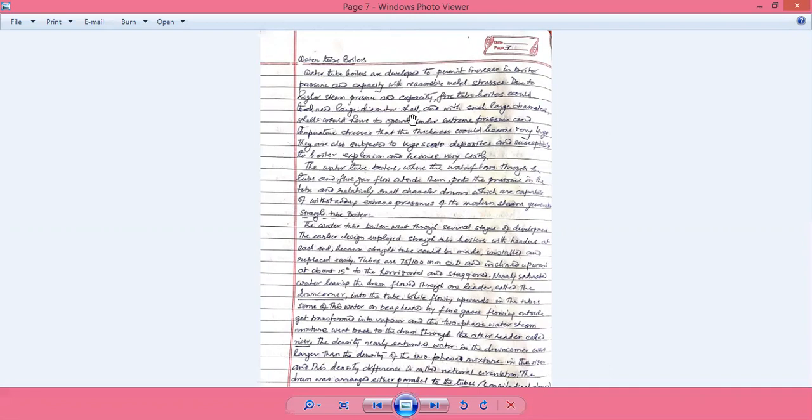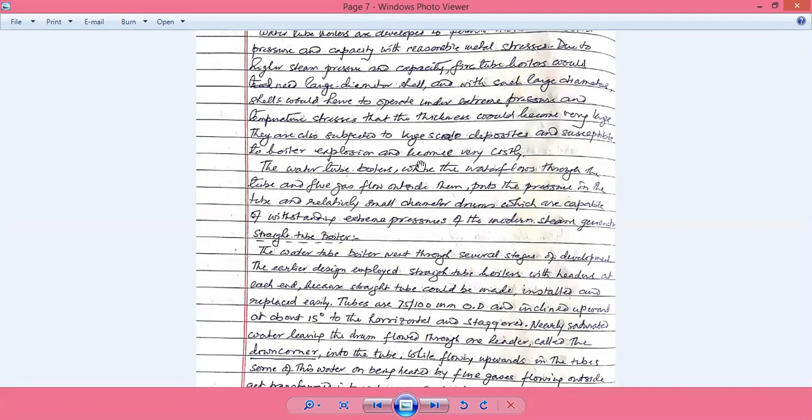While in water tube boilers, the water flows inside the tubes and is surrounded by the flue gases. So the name signifies two things. Fire tube means the flue gases go through the tube, and water tube means water goes inside the tube itself.